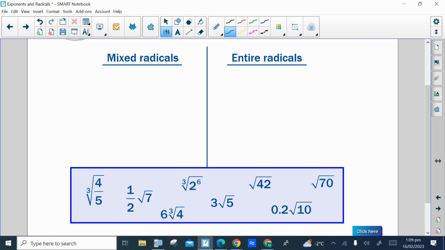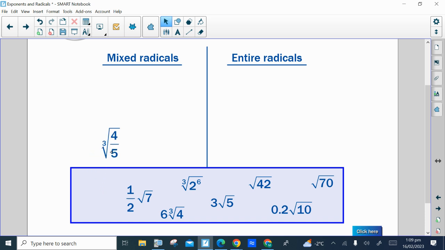So cube root of 4/5. Would you say that is an entire or a mixed radical, Keen? Don't tell me to wait. Please. Sal, can you help him? Because he's struggling over here. That number there, is that a mixed radical or an entire radical? The cube root of 4/5. Is there a number in front? No. That makes it an entire radical. There's no number in front. There's an index of 3, but that's not a coefficient. A number in front is a coefficient.